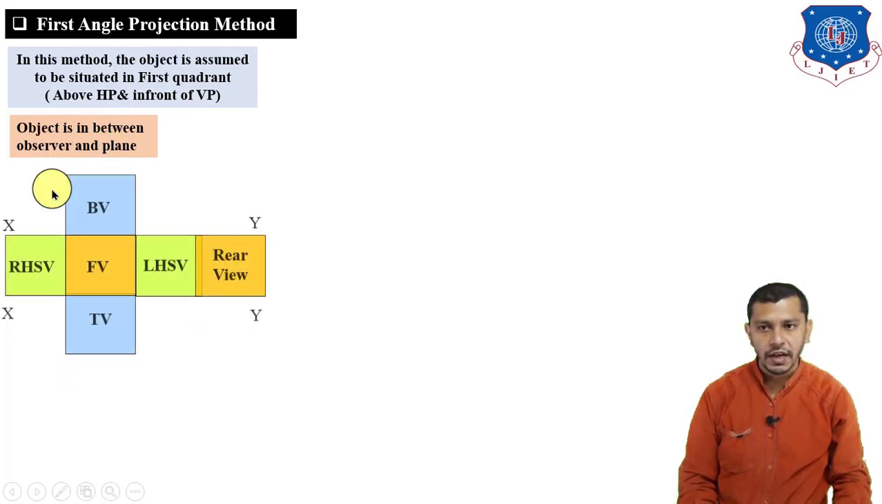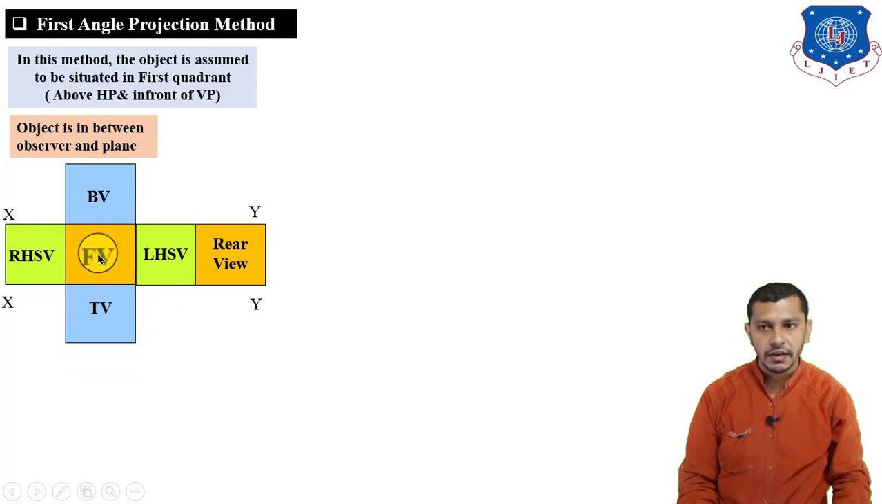And the views are plotted like this. That means by taking the front view as a reference view, the top view will be below the front view, the left hand side view of the object will be on the right hand side of the front view, the right hand side view of the object will be on the left hand side of the front view, the bottom view will be above the front view, and we will draw the rear view over here. So these are the positions of the different views if we are using the first angle projection method.